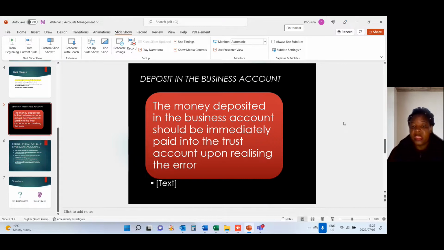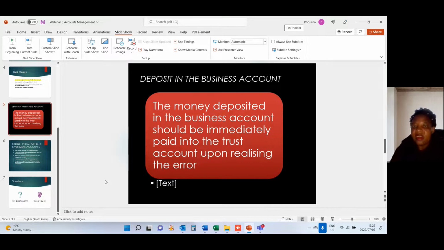And once the money, with the reference which indicates that you are paying over on behalf of your client, is in the trust account, then you apply all the relevant accounting principles that we have discussed in this topic. So it's as easy as that. You just transfer the money. It's an error, it's acceptable.